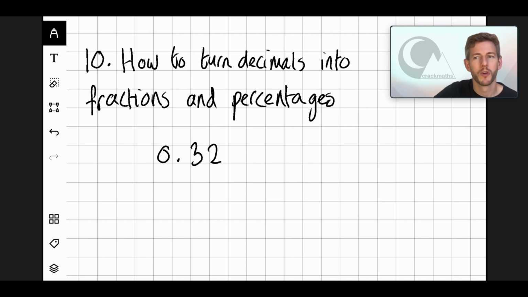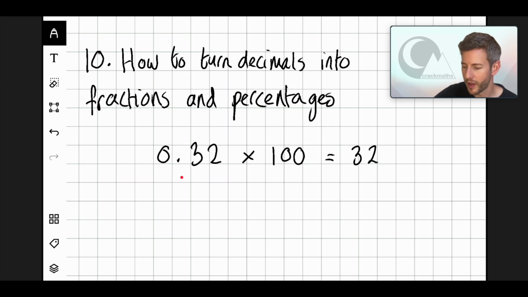You might remember, if you watched the previous tutorial, how to go from percentages to decimals. We divide by 100. So in order to go from a decimal to a percentage, we simply multiply by 100, and this equals 32. Because remember, if we multiply by 100, it's like multiplying by 10 twice, and so the decimal jumps once, twice, making the number bigger. Okay, so multiplying by 100 keeps the units the same and makes the number bigger.